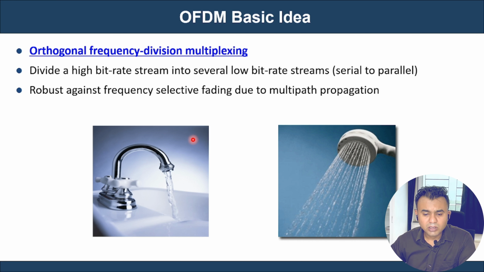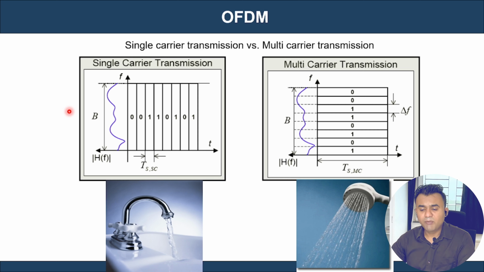Now, this is inefficient. To overcome this, people said, let's use OFDM, orthogonal frequency division multiplexing, and based on that, multiple users will access, which is called OFDMA, orthogonal frequency division multiple access. It divides a high bit rate stream into several low bit rate streams, which is robust against frequency selective fading due to multipath propagation.